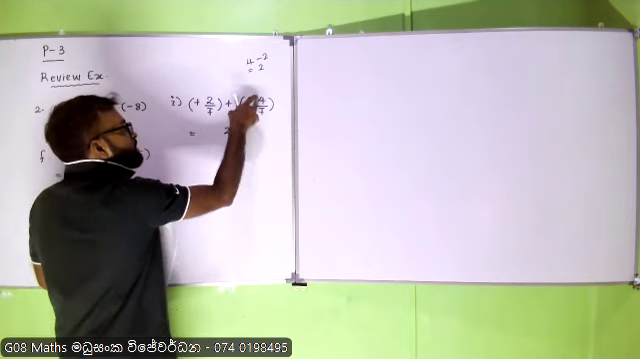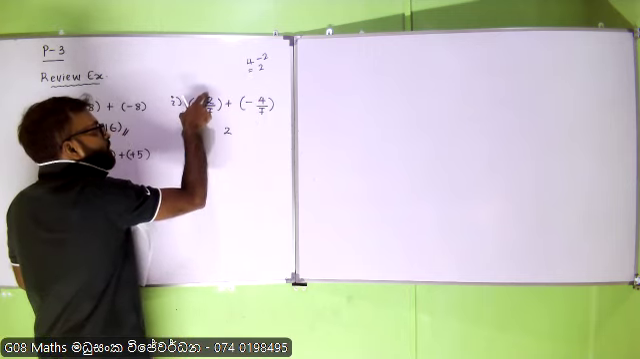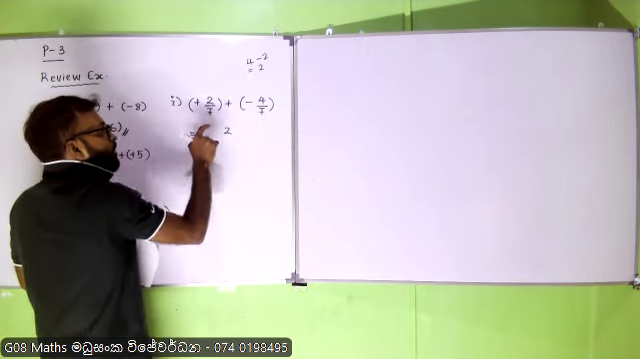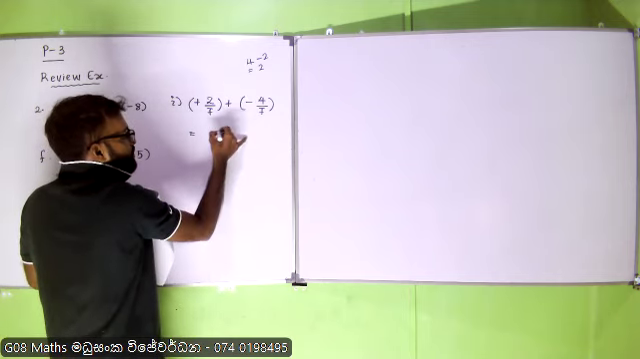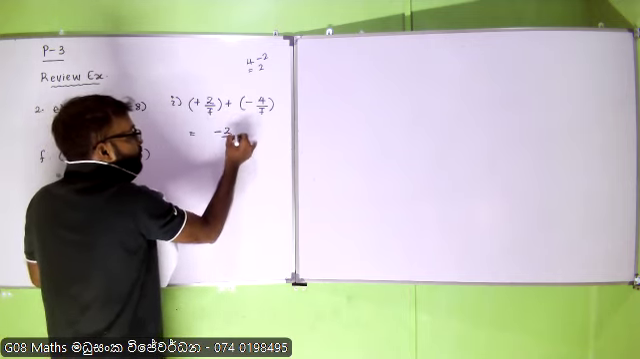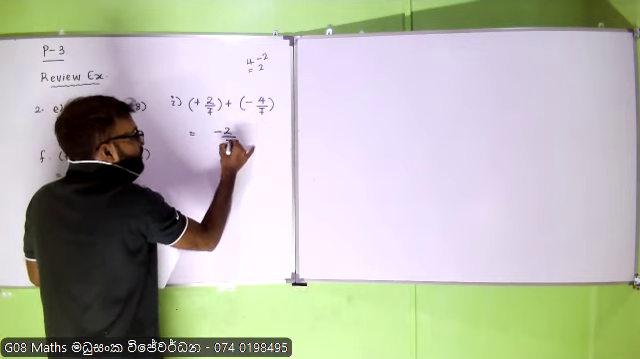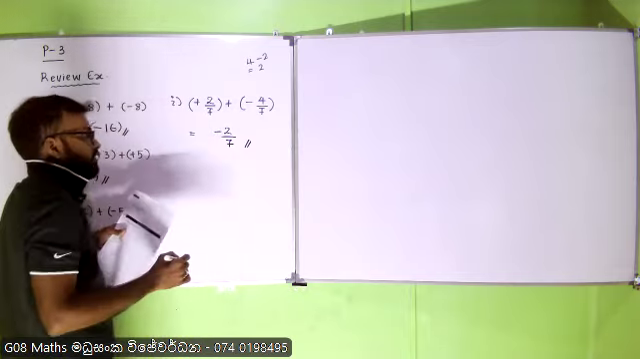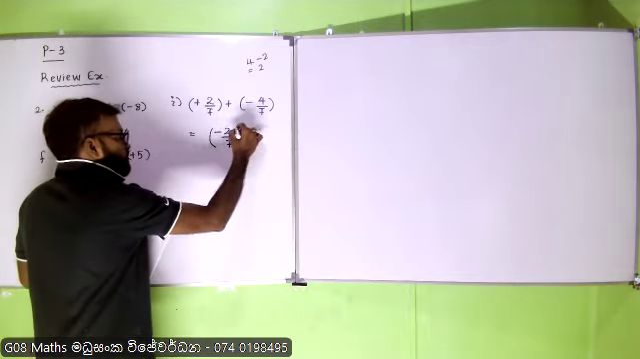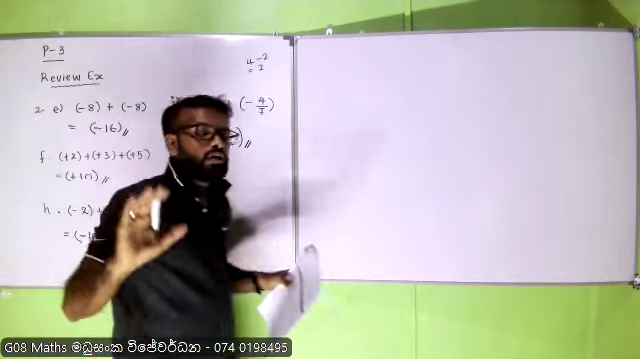So how are we going to decide the sign? By looking at the biggest number. Is it 2 or is it 4? It is 4. What is the sign of that 4? Negative. So this answer is negative, but don't forget to put the denominator. The answer should be negative 2 upon 7. Very simple thing to follow.